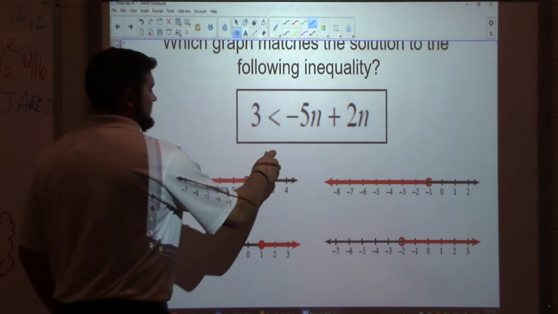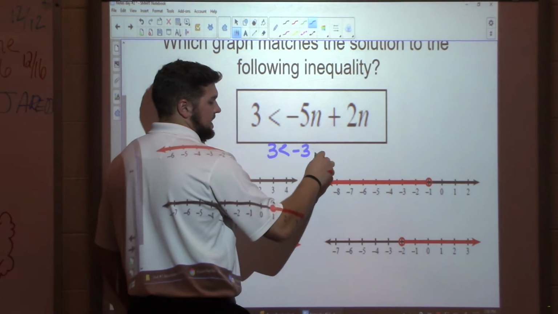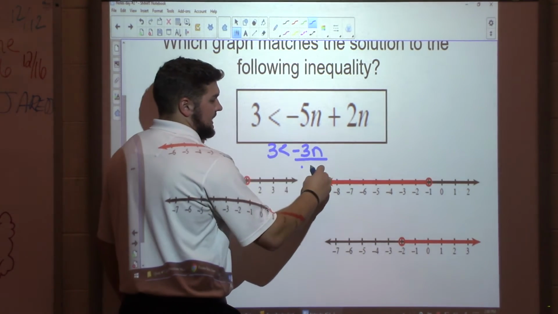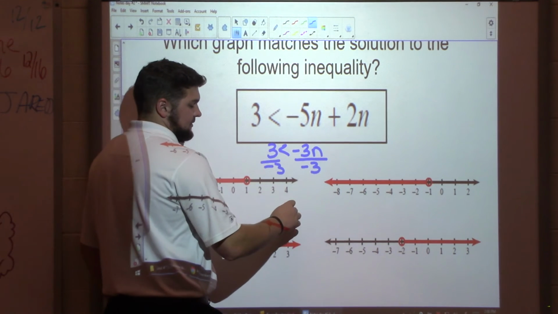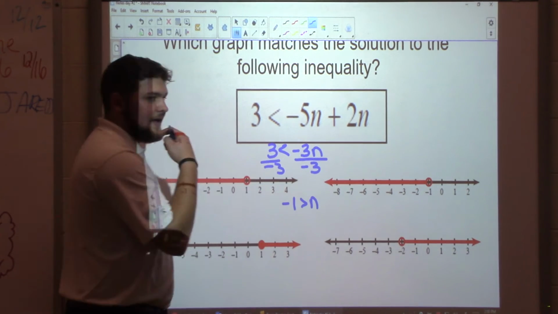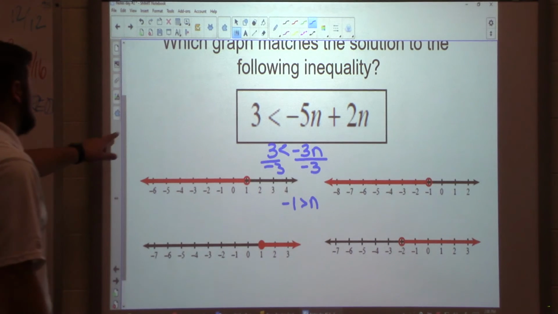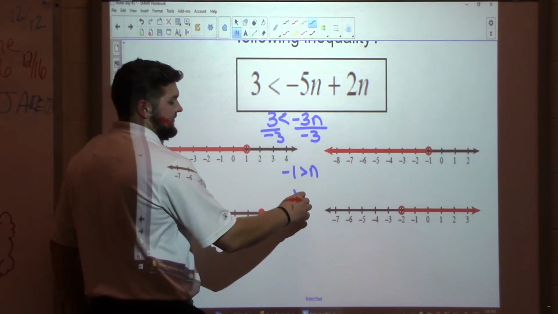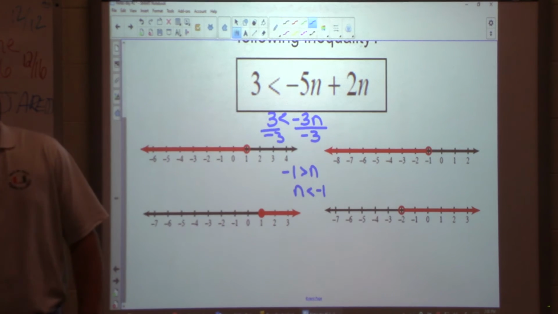Solve it. So, 3 is less than negative 5n plus 2n, which is negative 3n. Divide by negative 3. 3 divided by negative 3 is negative 1, greater than n. If I divide by a negative, I need to flip the sign. I'm also going to rewrite it so n is on the left. n is less than negative 1.